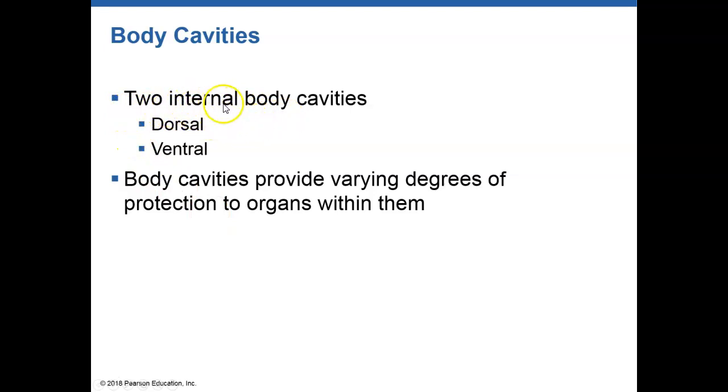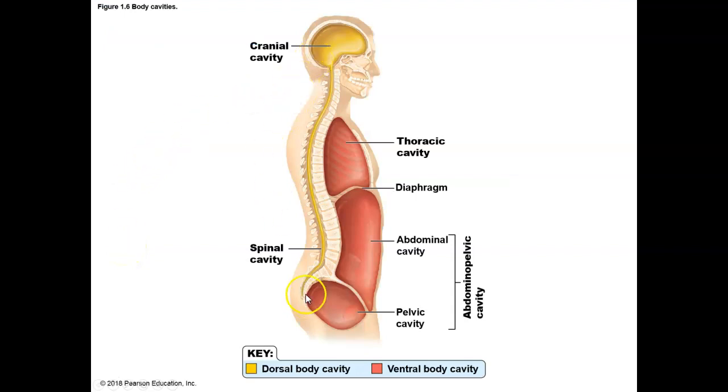So we have two major cavities that we typically talk about. We have a dorsal body cavity and then a ventral body cavity, and these can be separated into multiple body cavities within those two areas. In the dorsal body cavity, we have the cranial cavity and the spinal cavity. In the ventral body cavity, we have the thoracic cavity, the abdominal cavity, the pelvic cavity, and oftentimes the abdominal and pelvic cavity are put together, called the abdominal pelvic cavity.